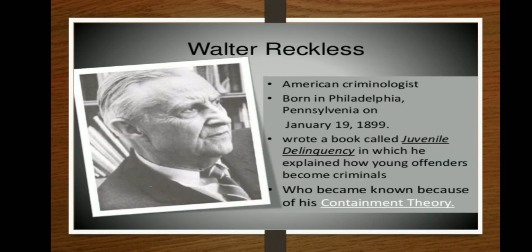Walter Reckless is an American criminologist born in Philadelphia, Pennsylvania on January 19, 1899. He wrote a book called Juvenile Delinquency in which he explained how young offenders become criminals. He also became known because of his containment theory.